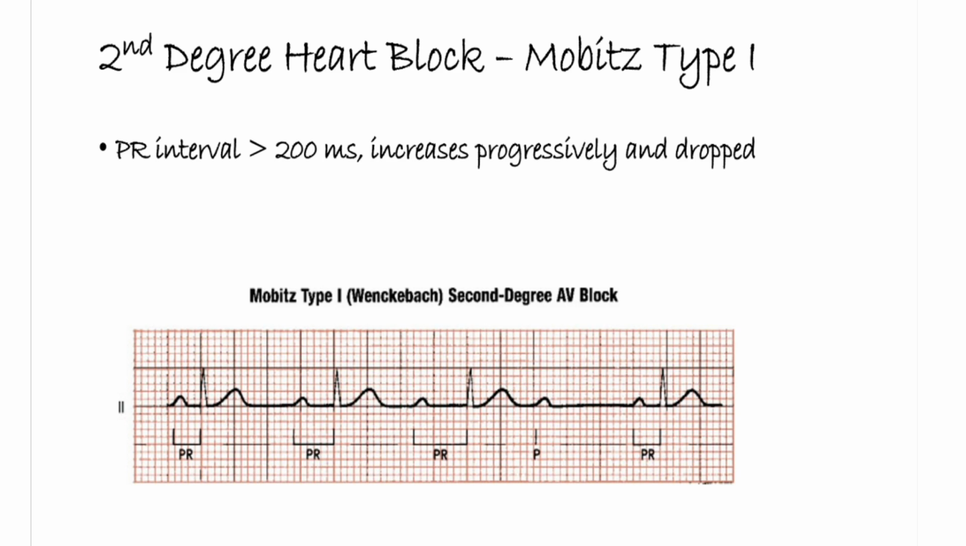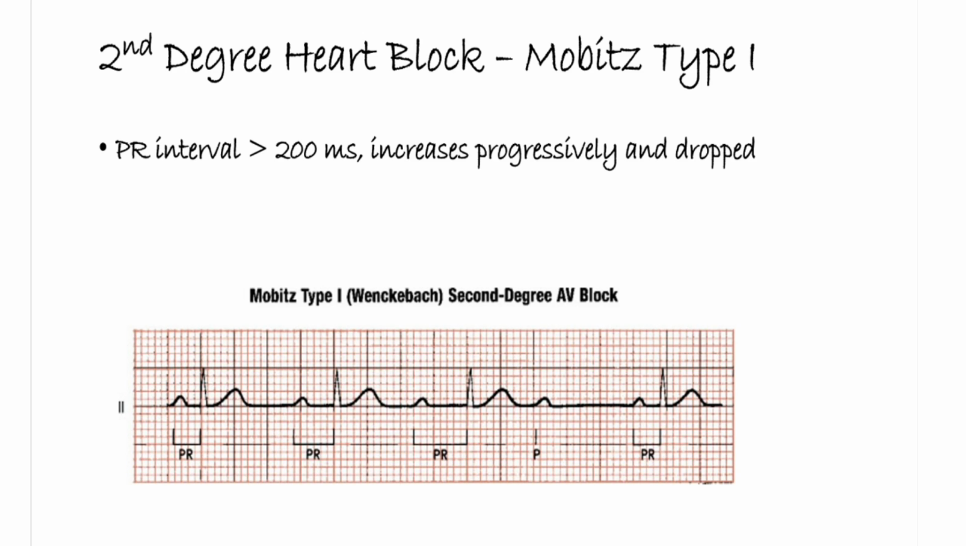So that is what you should be knowing. That is the discerning point between Mobitz type 1 and type 2. In Mobitz type 2, the PR interval is more than 200 milliseconds, but it does not increase progressively, and again the dropping of the R wave or the QRS complex happens.